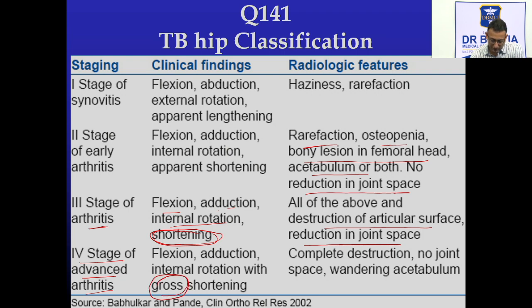There will be quite a lot of shortening. In stage 3, there was shortening due to damage to the cartilage. Now we have more shortening in stage 4, that is probably due to destruction of the femoral head. So complete destruction, no joint space, wandering acetabulum.